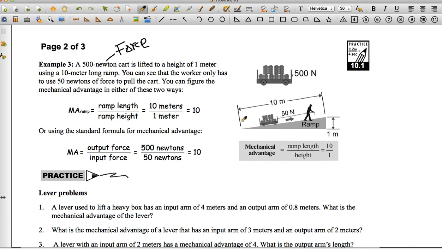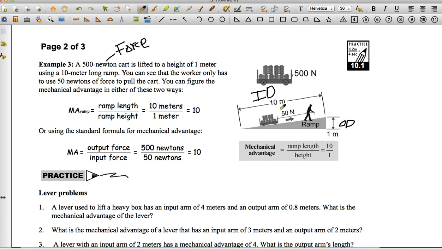Okay, so let's stop and think for a second. The 10-meter long ramp is the distance that I'm going to have to move this. So this is my input distance. It's the distance that I'm going to have to move this entire cart, okay? The output distance is how high am I going to move this? What am I trying to get out of it? How far am I trying to move it? I'm trying to move it 1 meter. That's the difference. So that's my output distance.